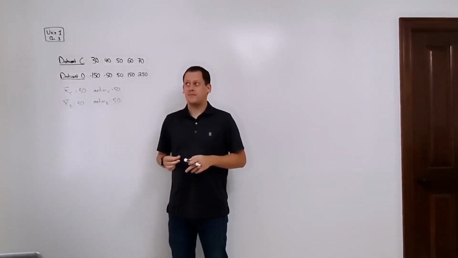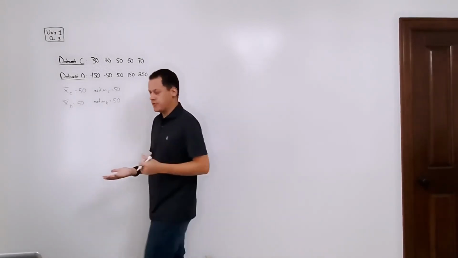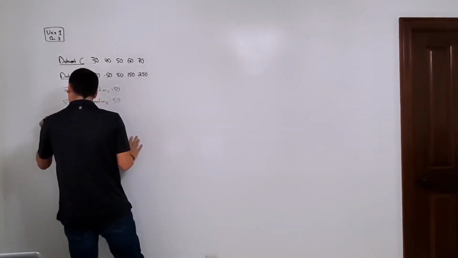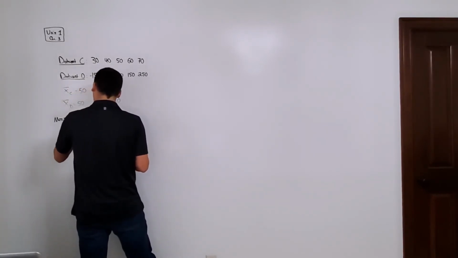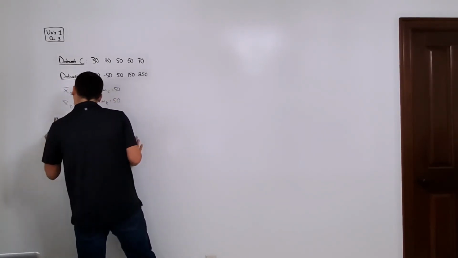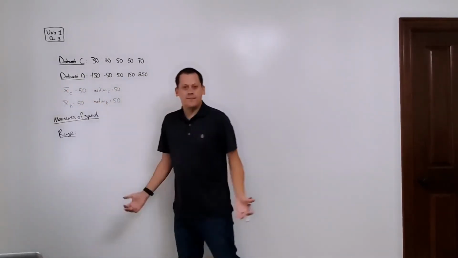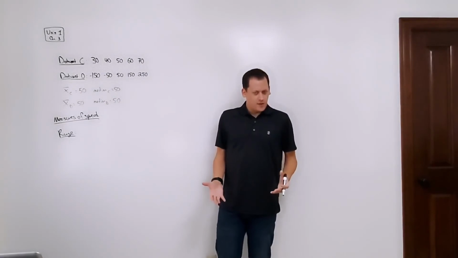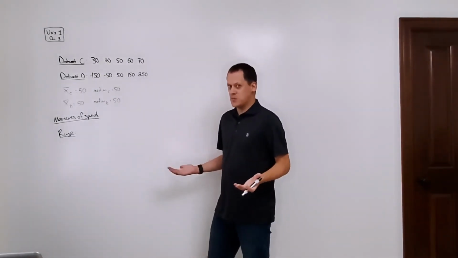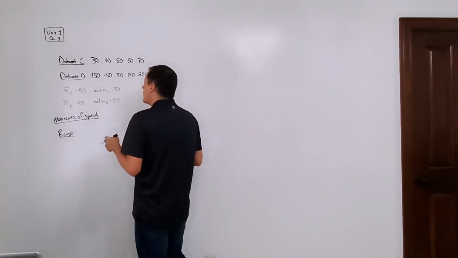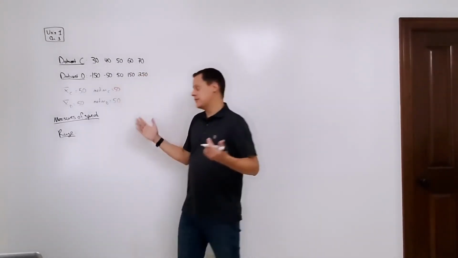The first measure of spread I'd like to talk about briefly is the range. Right? You should know how to calculate the range. I believe you've seen that before in at least one class, if not several. Right? It's the largest value of a data set minus the smallest value.